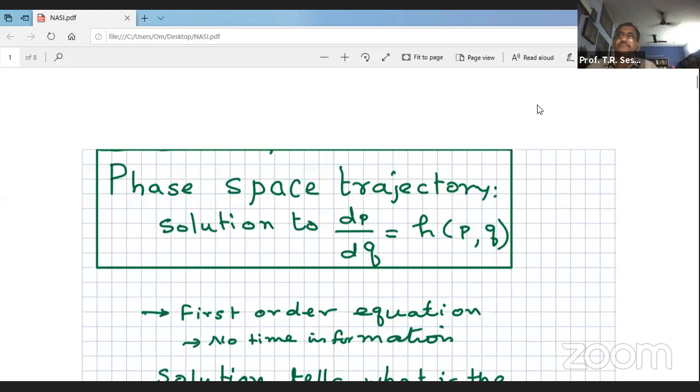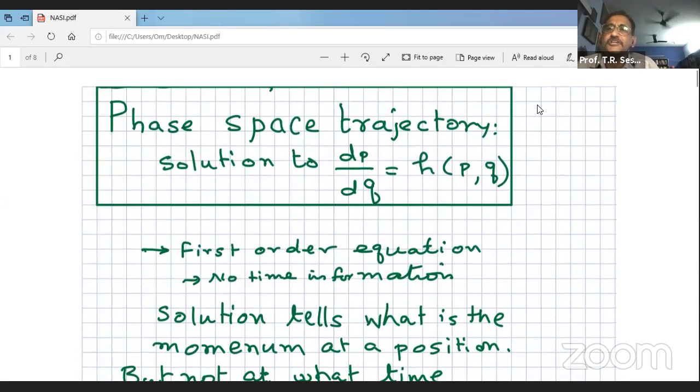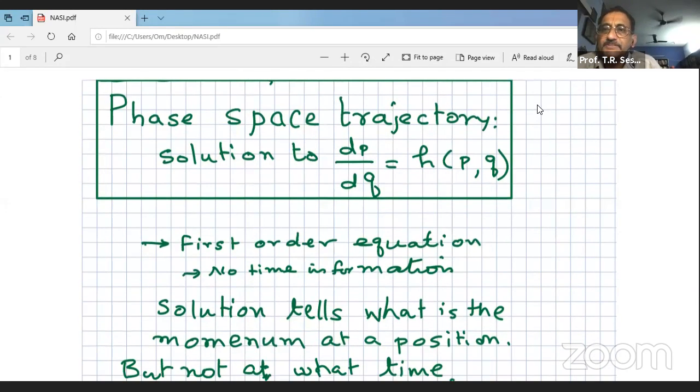Okay. Let me start by giving a brief recapitulation of phase space trajectory, which I discussed yesterday. From the Hamiltonian equations of motion, I can write dP by dQ, which is a function of H, that is, a function of P and Q. The first feature which I mentioned was that it is a first order differential equation. Another feature is that it has no time information.